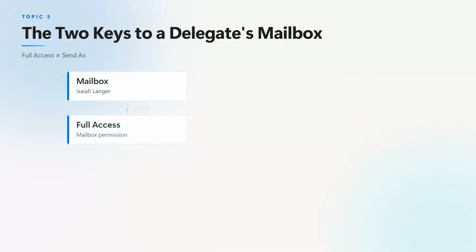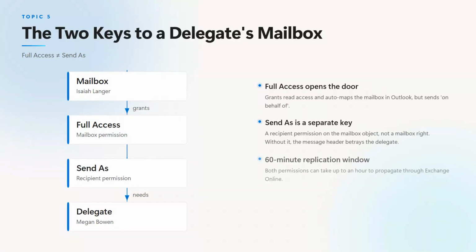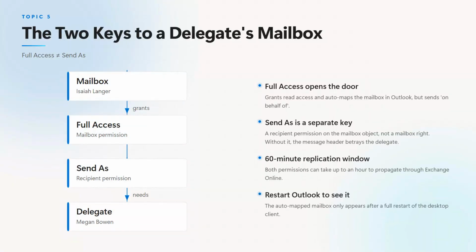When a colleague goes on leave, the first instinct is to grant full access to their mailbox. That lets the delegate open every folder and manage every item, but it has a hidden catch. Any message they send from Outlook will still show on behalf of the absent person, which looks unprofessional to clients and partners. The reason is that full access is a mailbox permission, while send is a completely separate recipient permission on the mail-enabled object itself. You have to add both, independently, or you will get the help desk call every admin dreads: I can see her inbox but I can't send as her.